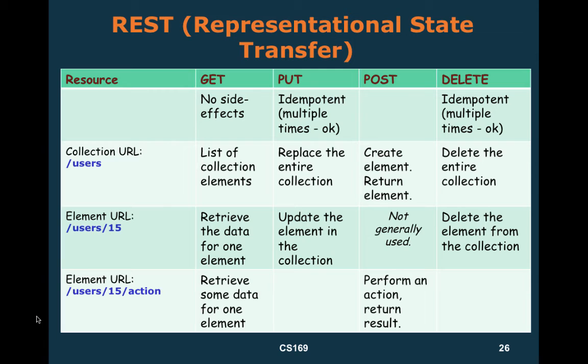Furthermore, if you want to specify an action on an element of a collection, let's say increment grade or update grade of the user, then typically you use a get or post request, depending on whether this request has side effects or it's a read-only thing. So you use get if you want to retrieve some data, and a post if you want to make some data.